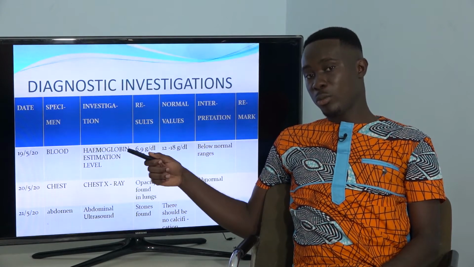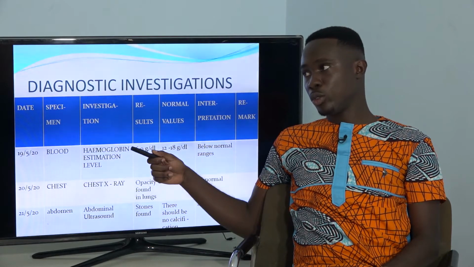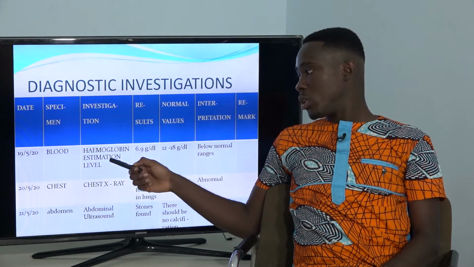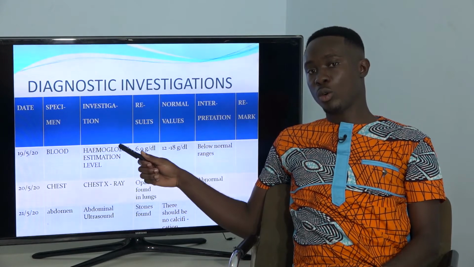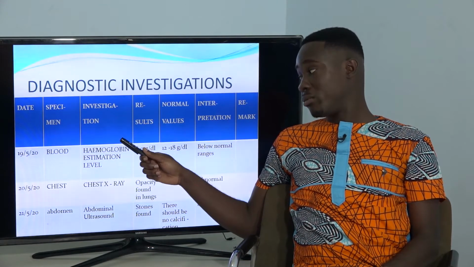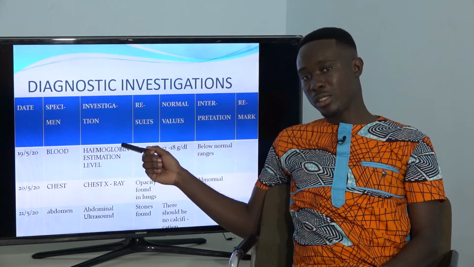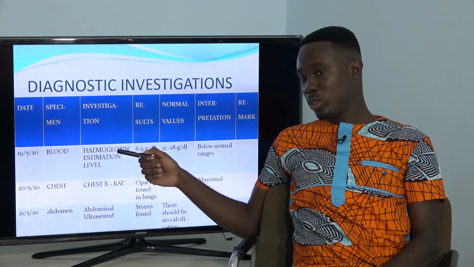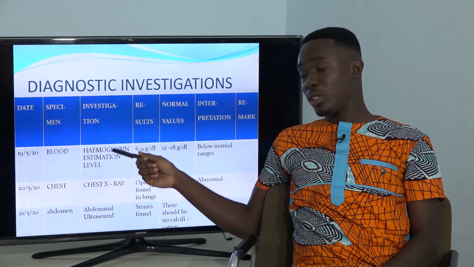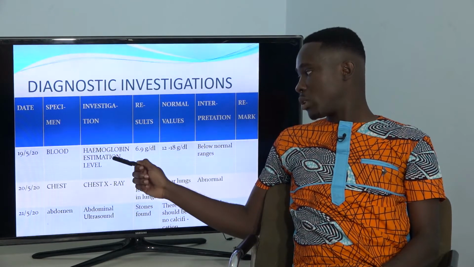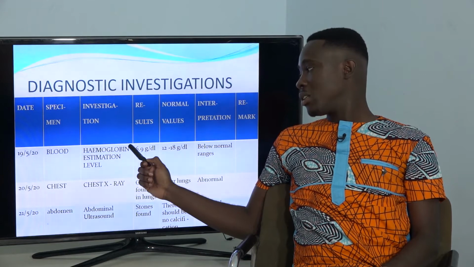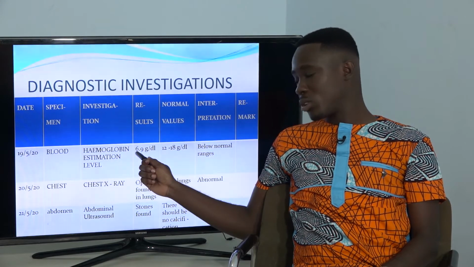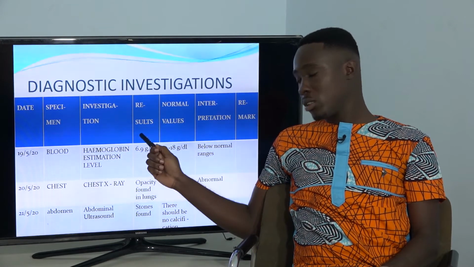Hemoglobin estimation level is normally requested when we want to do, let's say, a surgery for a patient. In surgeries, we have to know the hemoglobin estimation level, and it has to be within normal ranges before patients can go into surgery. Because in a surgery, the patient will lose a lot of blood, and if the hemoglobin estimation level is 6.9, it means losing blood would reduce this drastically, and the patient can lose his life due to hemorrhagic shock.